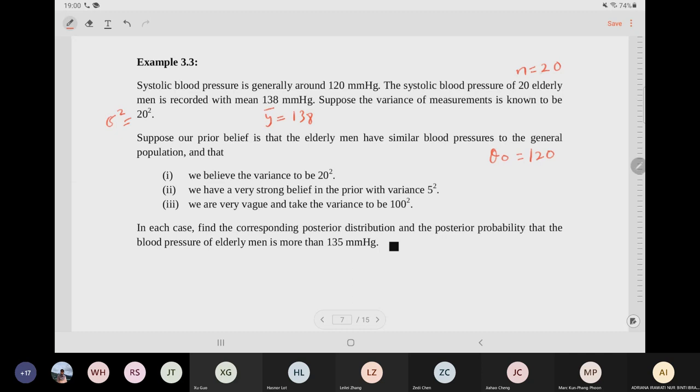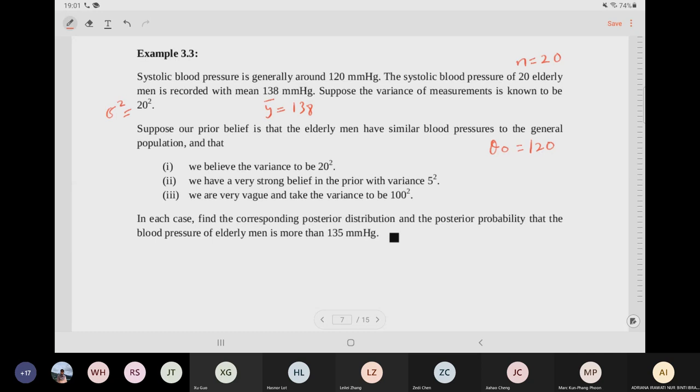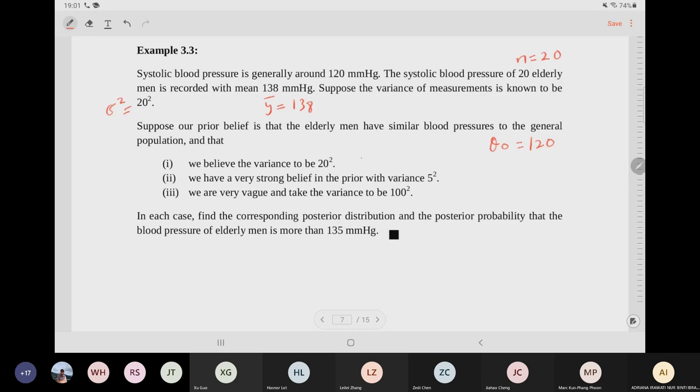So we have the data, which is 20 people, and then we have the sigma square, and then we have the Y bar. In this question, we want to change the prior variance. So here in 1, 2, and 3, we will change the prior variance, meaning that the first one is sigma naught square is 20 square, the second one sigma naught square is 5 square, and the third sigma naught square is 100 square.